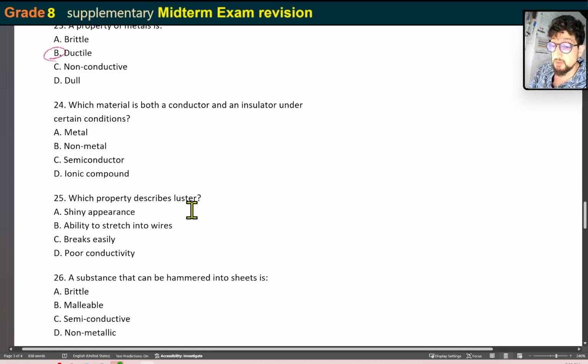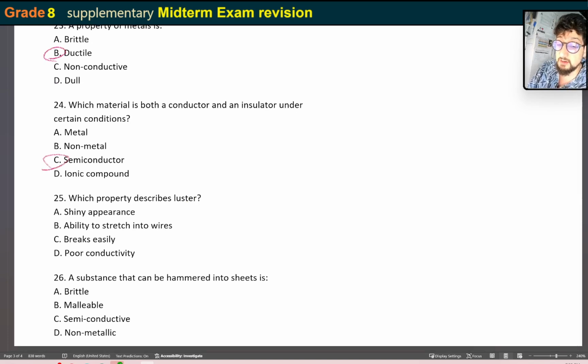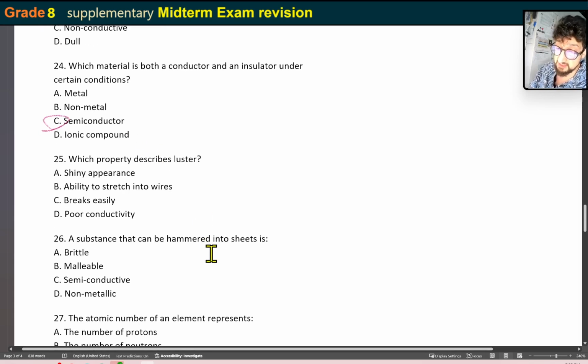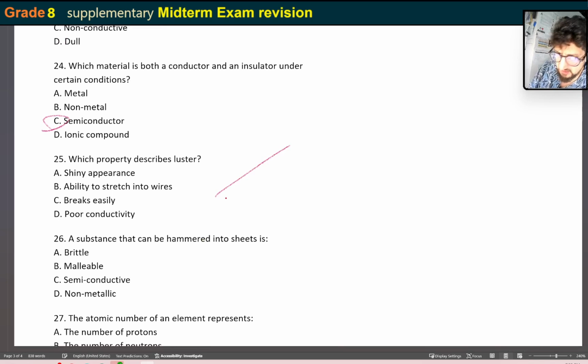Which material is both a conductor and an insulator under certain conditions? That's semiconductors, and they are very useful for use in electric circuits. Which property describes luster? Luster just means shiny and reflective. I'm going to show you a metal. How do you know it's a metal? It's shiny and reflective. Here is another one that is also a metal. How did you know? Because it's shiny and reflective. So metals are shiny, reflective, lustrous.